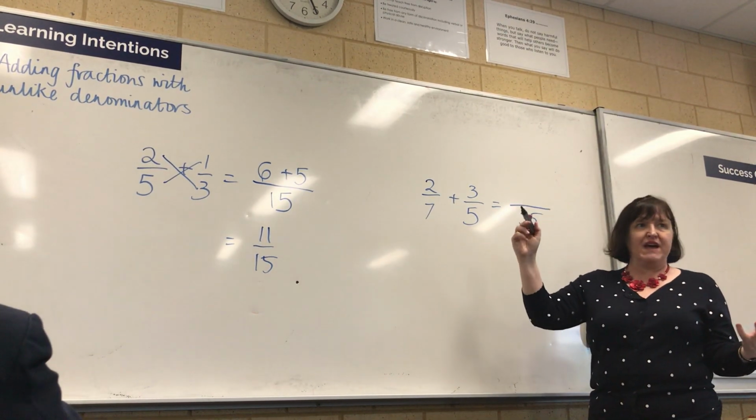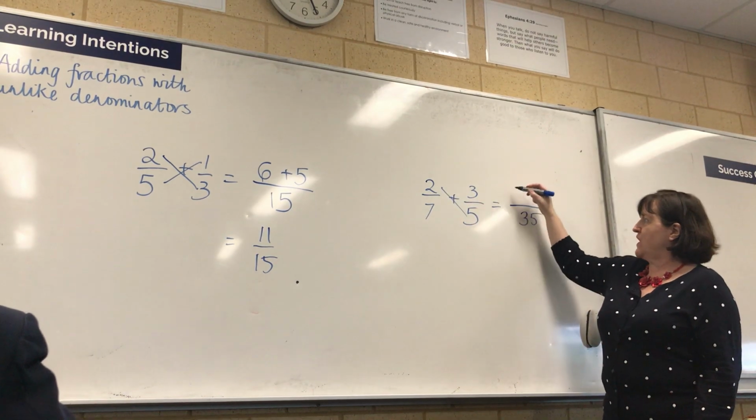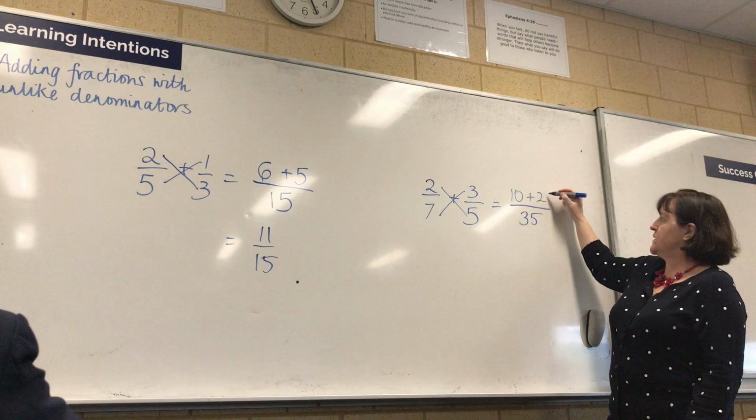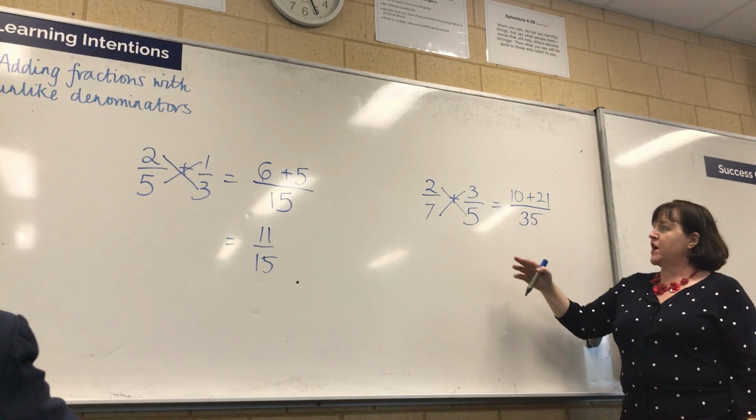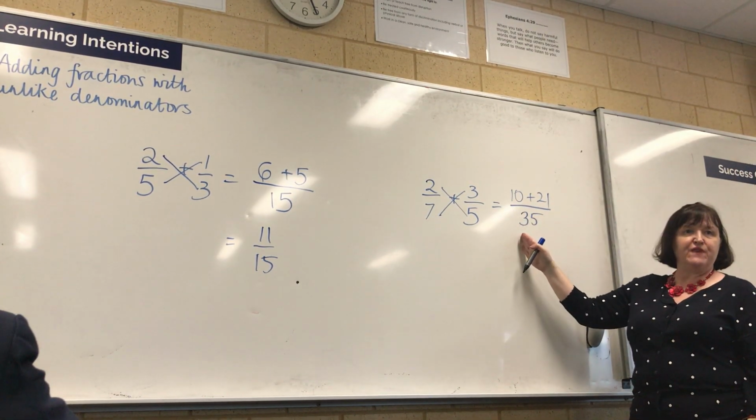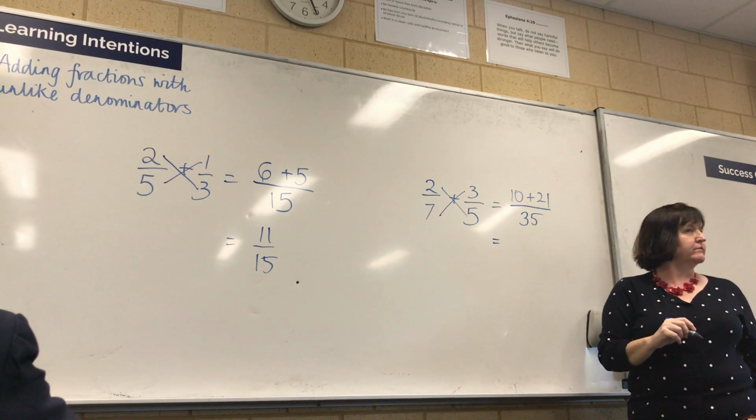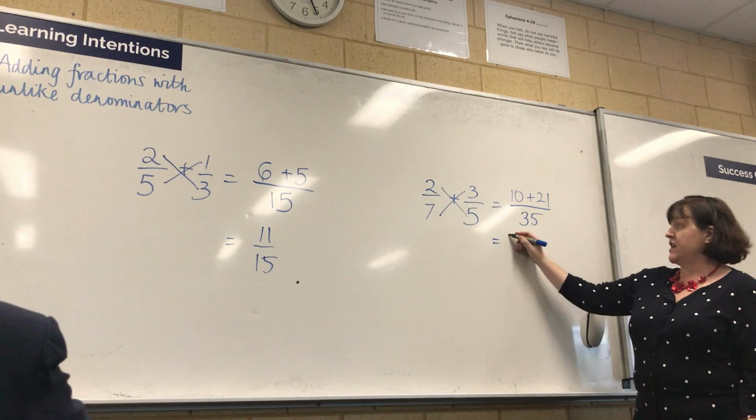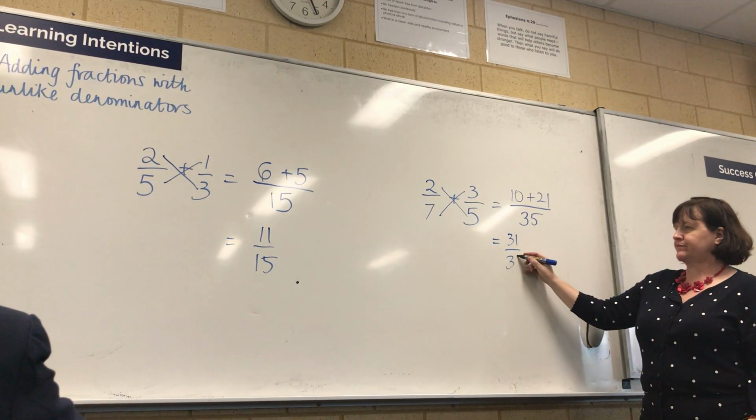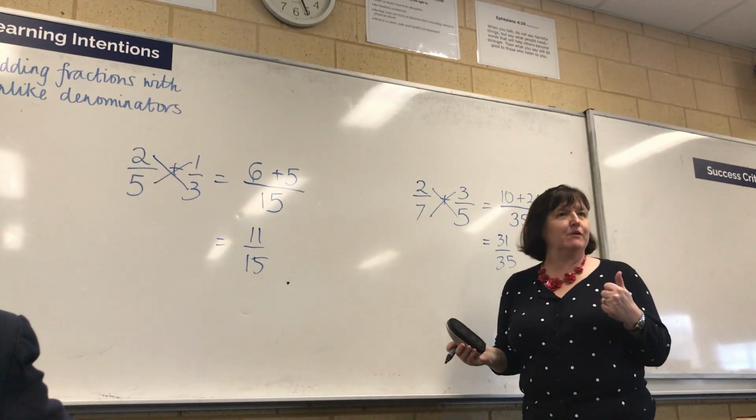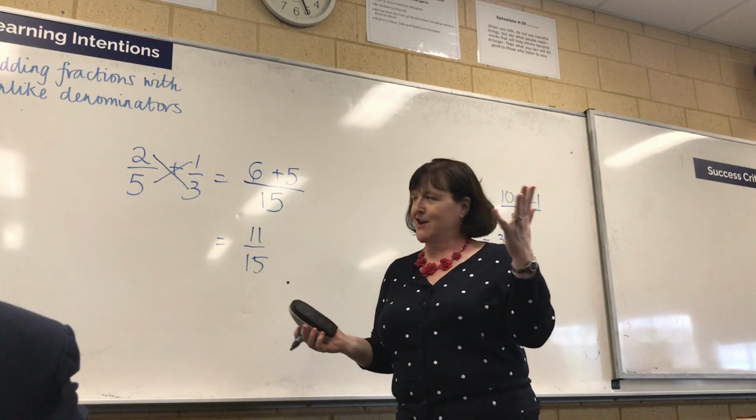Okay? Now then, 2 times 5 is 10. 7 times 3 is 21. So, we've got 10 35ths and 21 35ths. What does that come to? 31 over 35, that's right. Okay. Who's sort of seeing it now and thinking, oh, it's quite straightforward? There you go, told you.